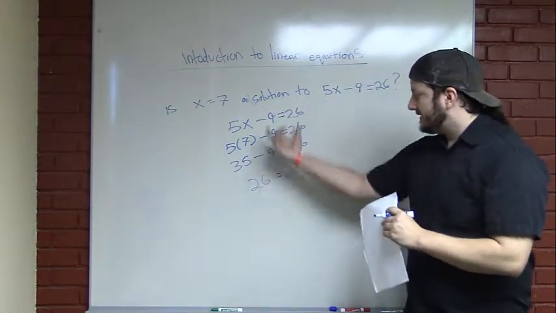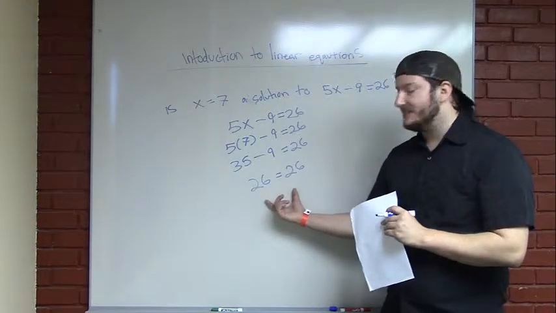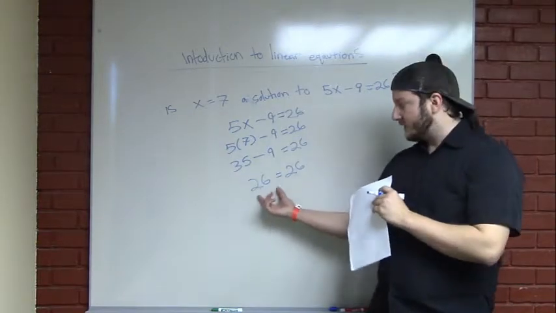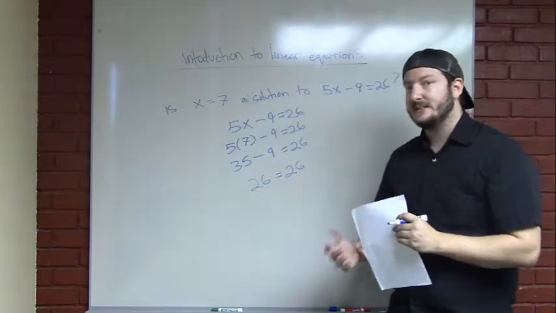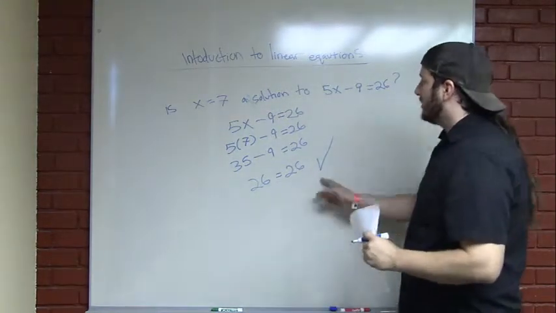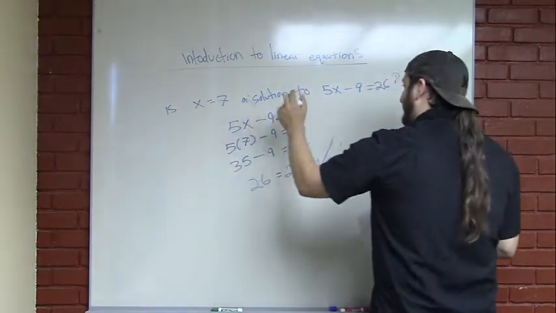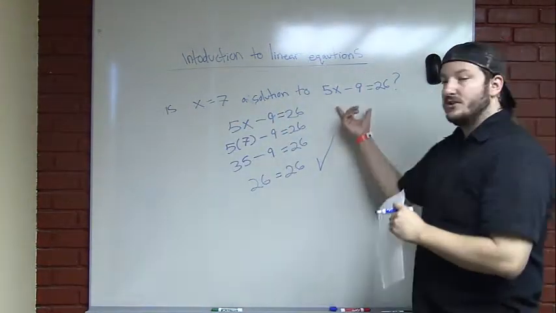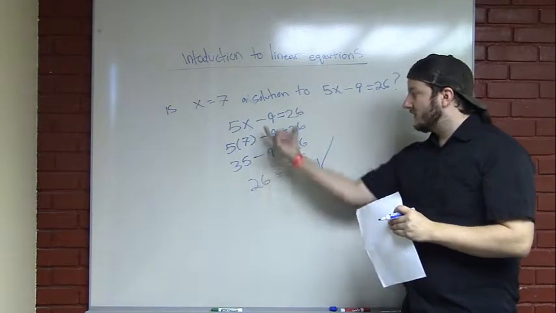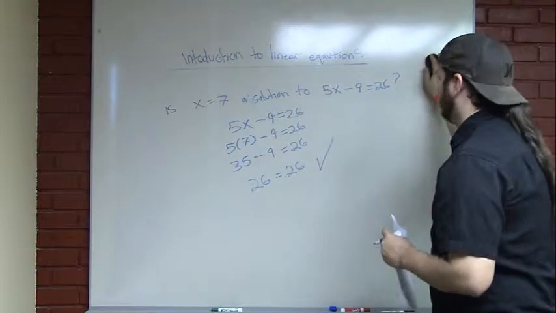So once you get down to the end here, you have to ask yourself, does this make sense? Is this a true statement? Does 26 indeed equal 26? Yes, it does. Boom, so you just put a little check mark. So you would write yes, x equals 7 is a solution to this equation, okay? So this is what it looks like when it is a solution. Let's see what it looks like when it's not a solution.